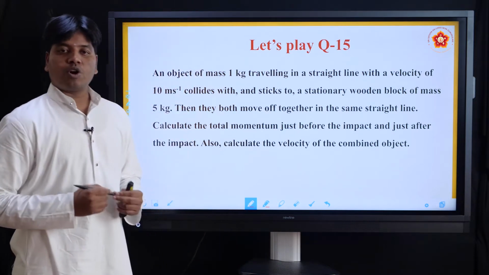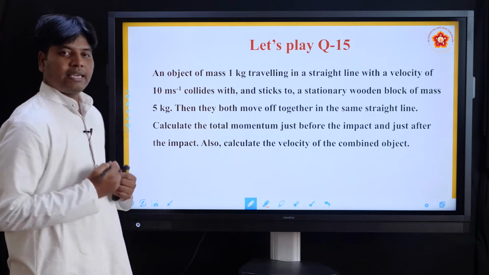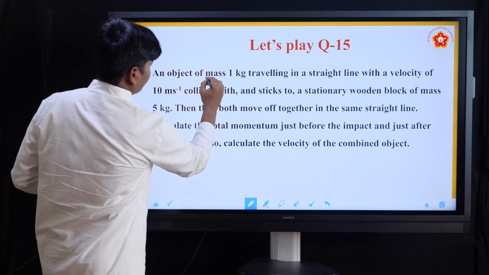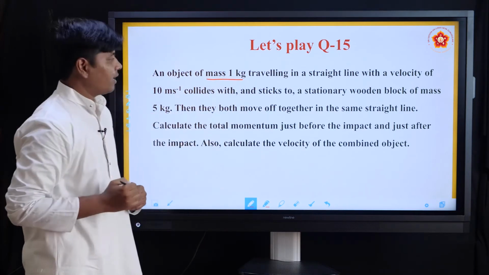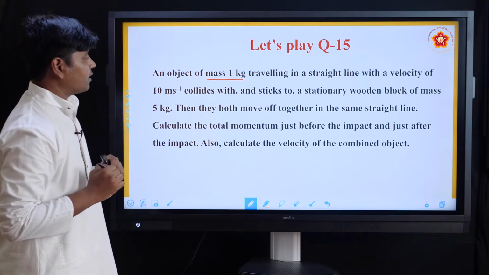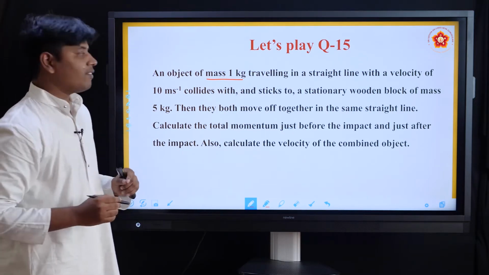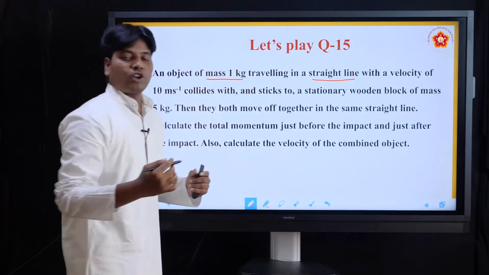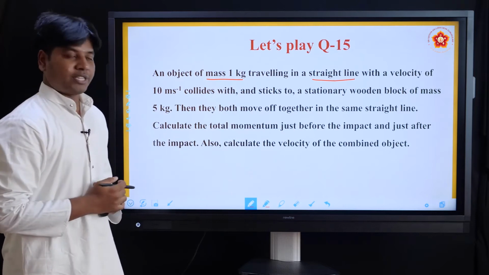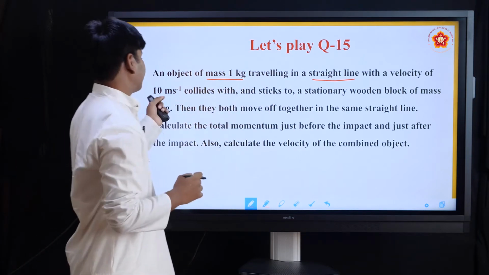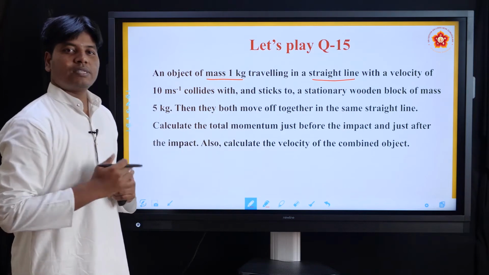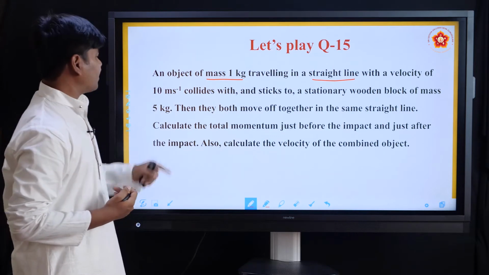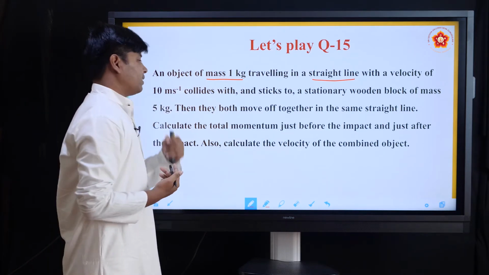In this problem, what are the key parameters given, key hints given? Let us segregate that. So, an object of mass 1 kg. So this is one hint. And what is the object of mass 1 kg doing? It is traveling in a straight line. So the velocity is not changing there. It is going with the velocity of 10 meters per second. If it is curving, we say the velocity is changing, keeping the magnitude constant. So here we have already been given the velocity.